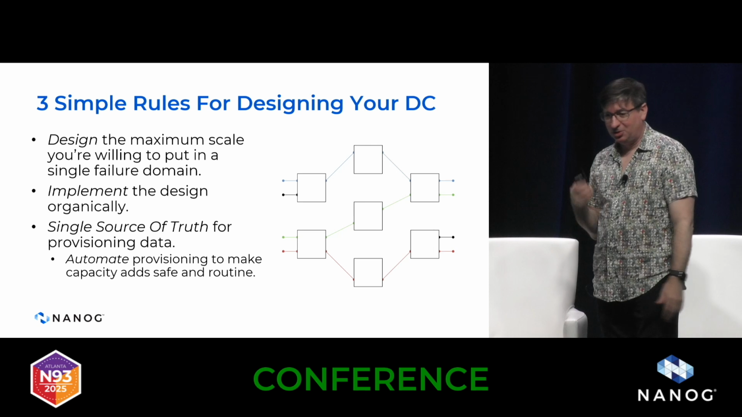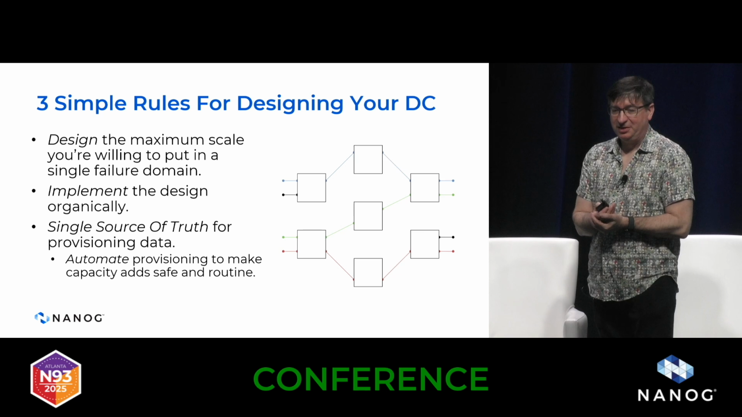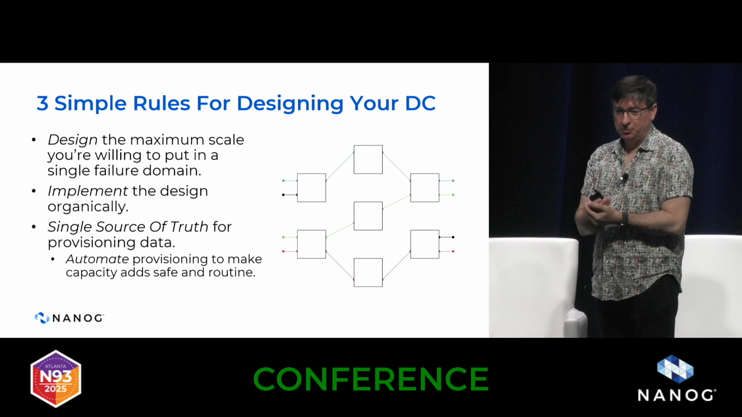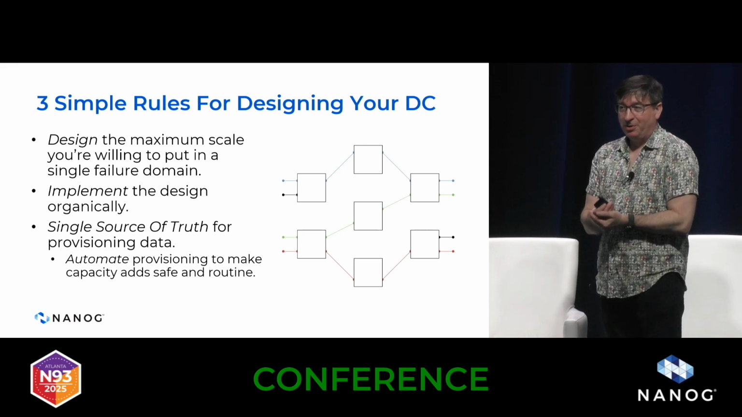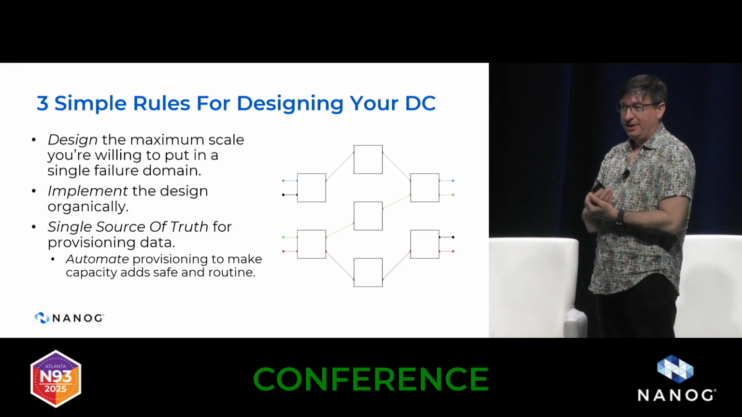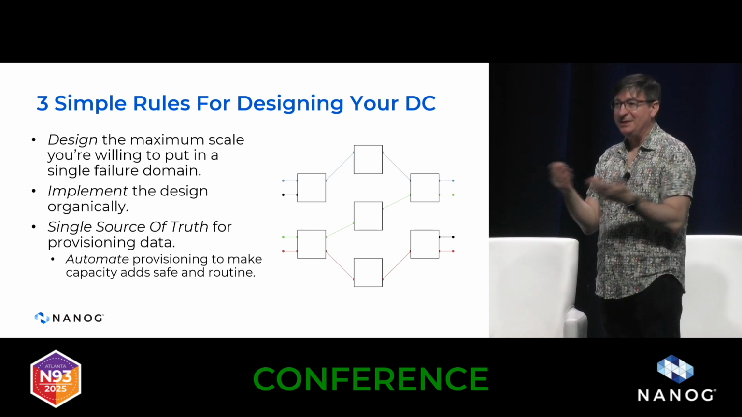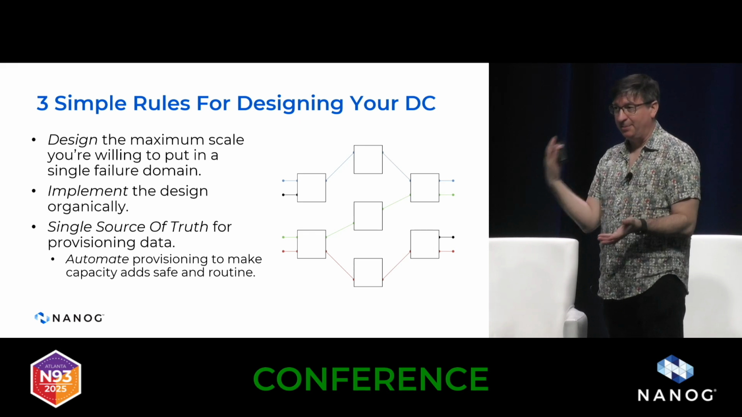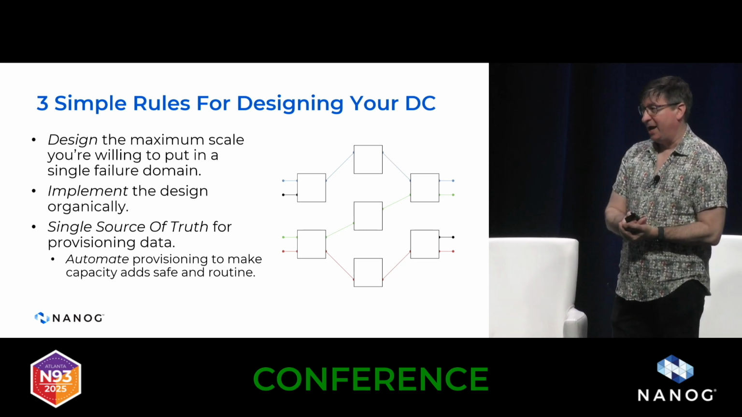So I've come up with 3 simple rules here. The first is to start your design off with the maximum scale, not that you'll need, not that fills your room, but that you're willing to put in a single failure domain. Remember, there is the capacity for a catastrophic failure of a fabric. So if filling a room with 1 will take your service completely down if that fails, maybe you want to build 2 side by side, so an A and a B. That doesn't mean you have to build it all at the same time. You can build these out organically.